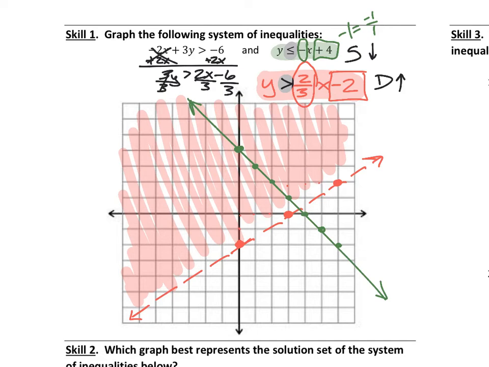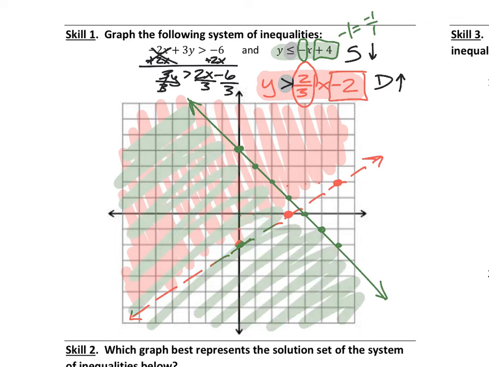Started at 4, went down 1 right 1, down 1 right 1, until I drew my straight line. But I do still have to shade in. Which direction am I shading? Below. So which region has the double shade?